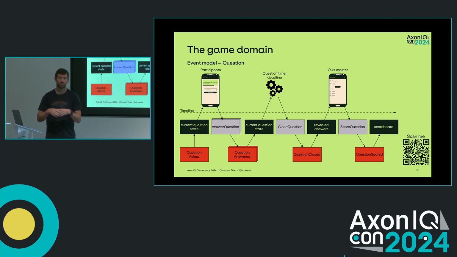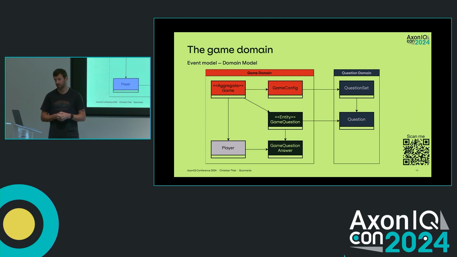Then the answer is revealed, and for some of my question types, the quizmaster then is also able to fix some answers. This was quite nice for these free answer questions when some person had a typo, but he actually got it quite right, so I want to override it. Then in the end, the question is scored, and we see everything on the scoreboard. And this, of course, is then repeated for all the questions I have in my game, and then my game is finished.